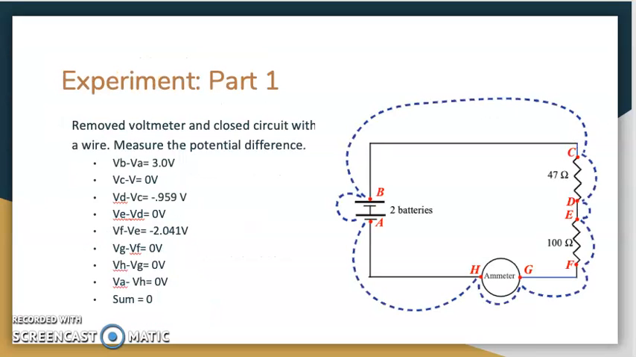Next, within part 1, we calculated the total potential difference across the entire circuit by calculating the potential difference across multiple parts of the circuit and then adding it up. And as you can see, going around the circuit and adding it up, we determined the potential difference to be equal to 0.